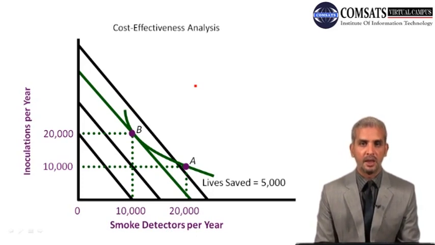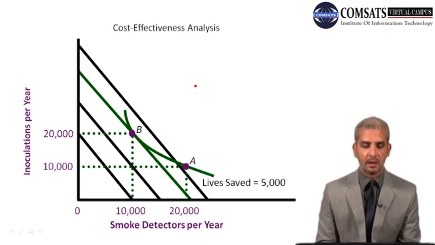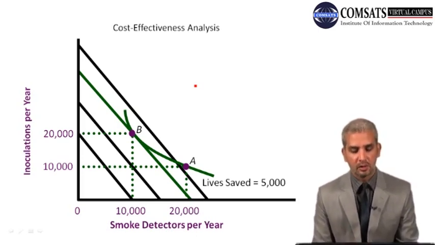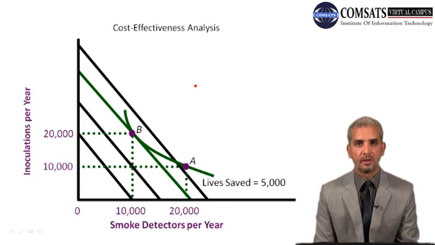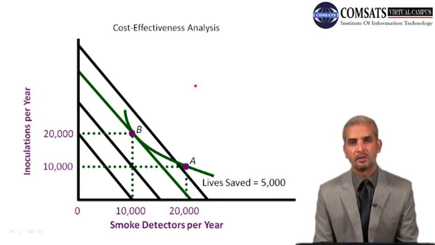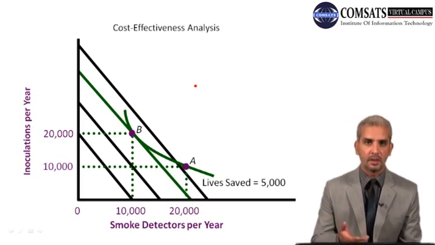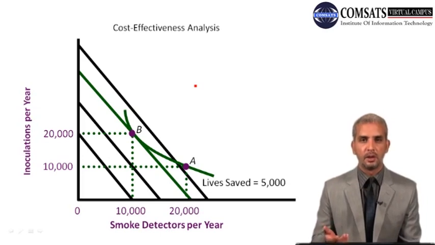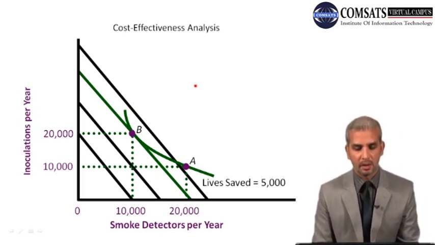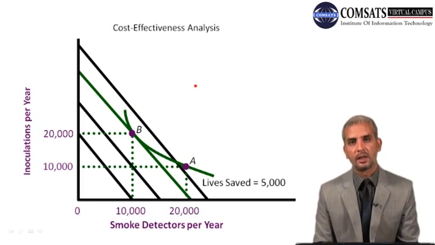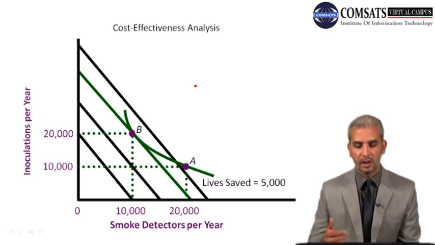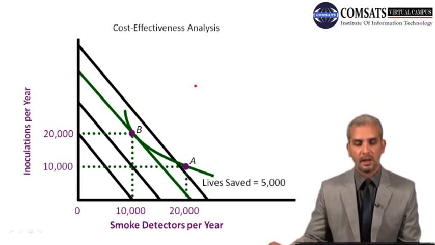Why? Because point B is tangent to the isoquant, while point A is also achievable, at 10,000 vaccinations and 20,000 fire detectors per year. But the point is that point A was at a higher iso-cost than point B. So point B would be the least cost method of taking up the same activity. The program with the same objective would be saving 5,000 lives.